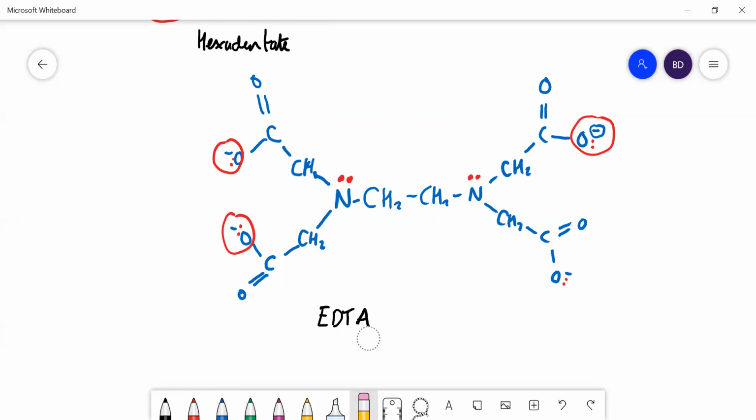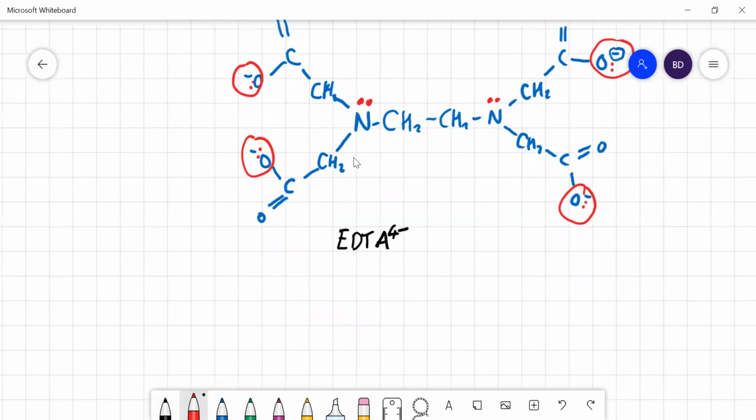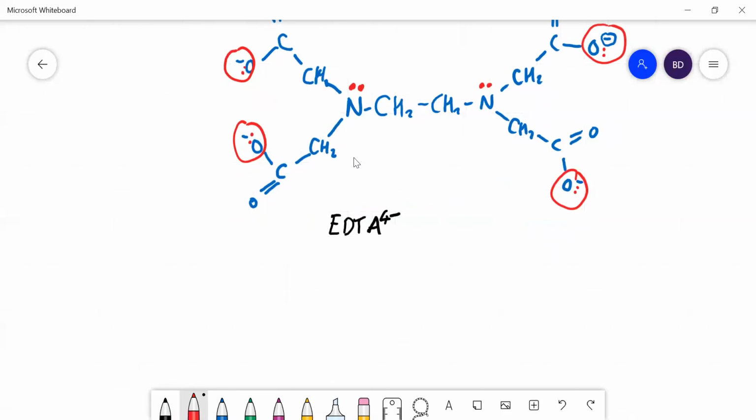Okay, and very often EDTA is written down like this with a 4 minus, because you've got 4 negative charges on it, as shown there. But it can form 6 bonds. Now that's quite important. That means you only need 1 EDTA molecule for each. Most metal ions have a coordination number of 6. You only need 1 ligand to do all that covalent bonding.